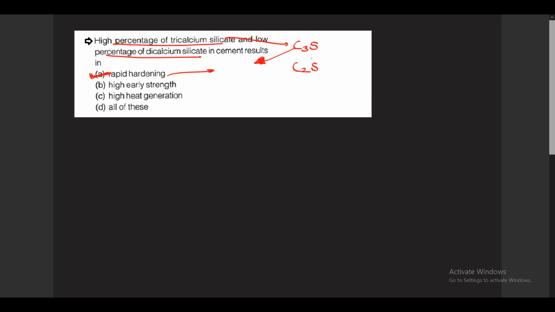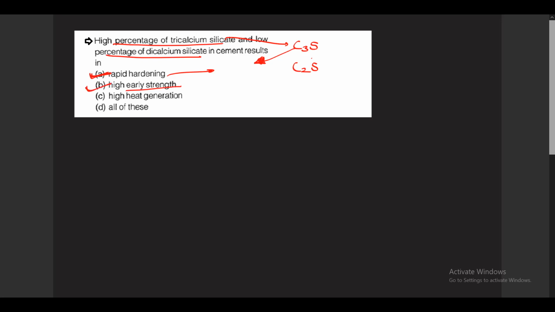As we discussed, in rapid hardening cement also the percentage of C3S is higher, and that's why the strength development is rapid as compared to ordinary Portland cement. The next one is the high early strength. This is also one of the correct options.